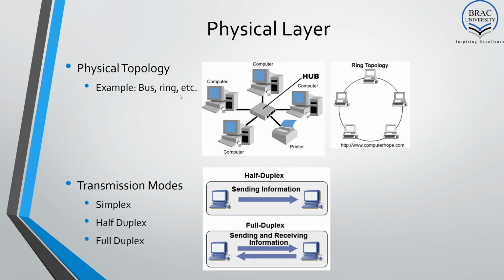All right. So there are physical topologies like the bus or the ring. This one is called the ring. There is the hub. There are a lot of things. Then there's the transmission mode: simplex, half duplex, full duplex. Half duplex is one-way communication at a time, and full duplex is both-way communication, right? Half duplex is like a walkie-talkie, and full duplex is like when you're talking over a phone.